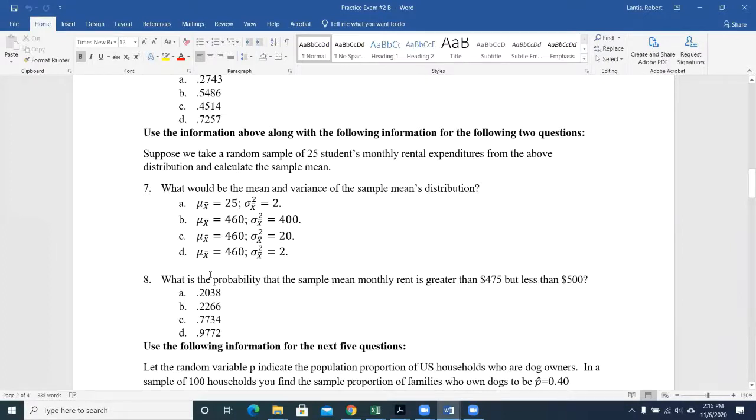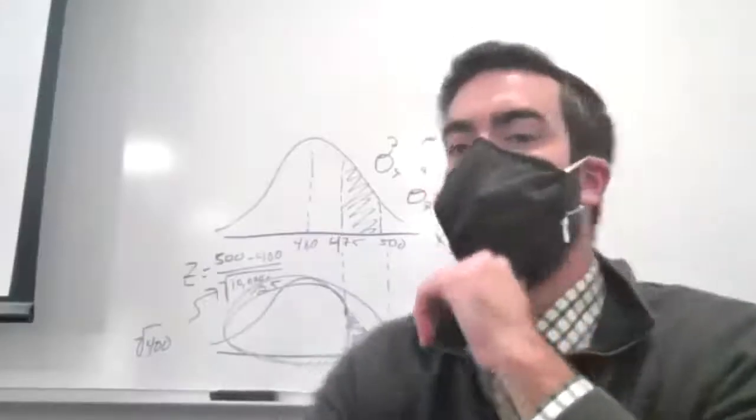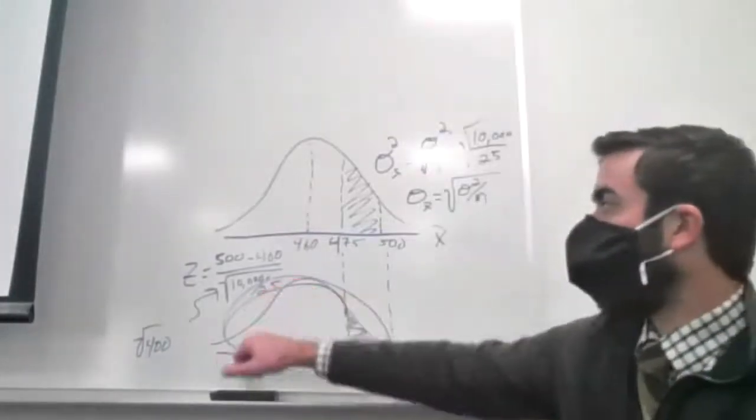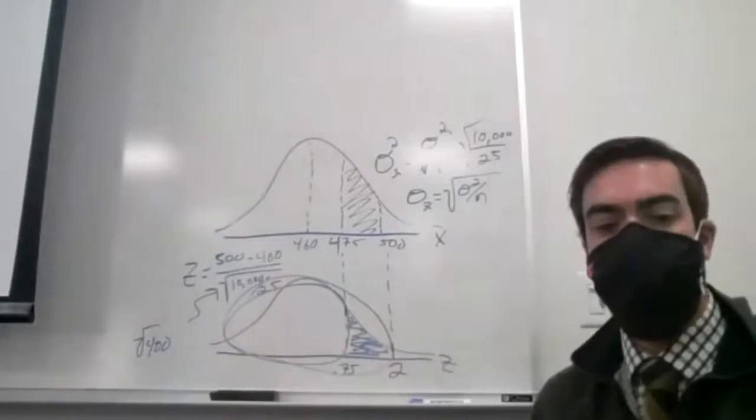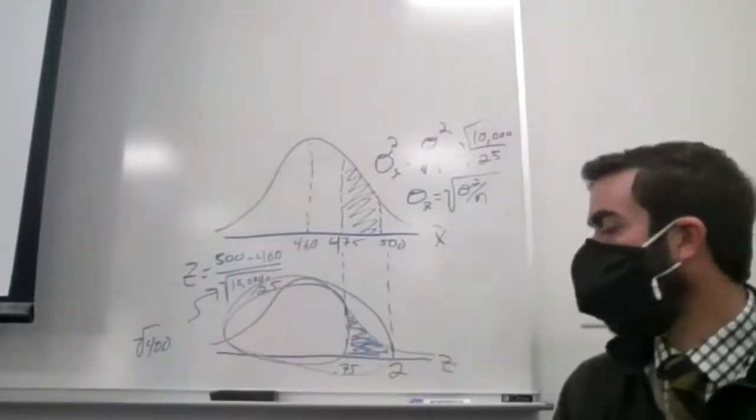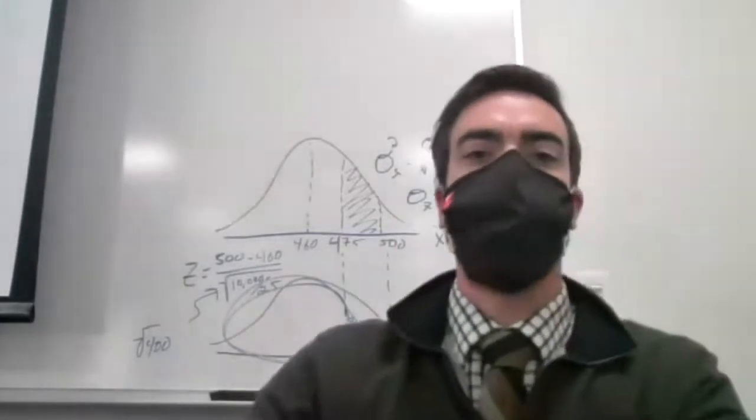Any questions on any of those problems? Just kind of a reminder. So we found the area to the left here was like 0.77 something. Area to the left here was 0.99 something. We subtracted the smaller from the larger, and that's how we got our answer.